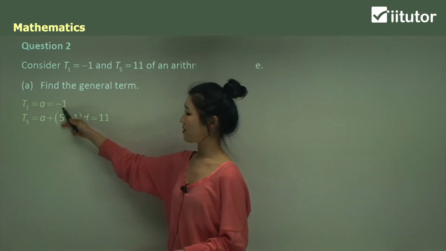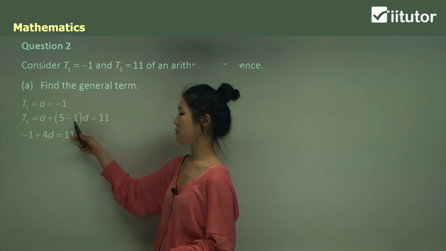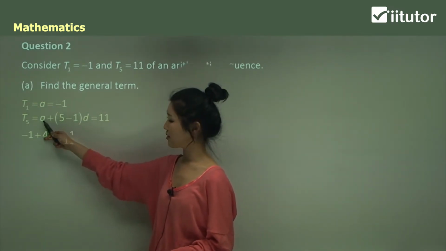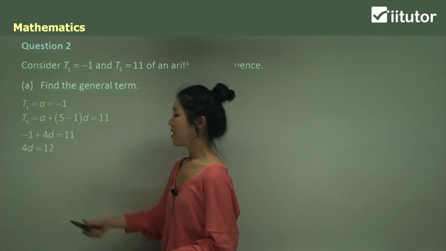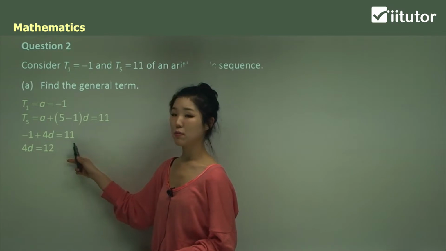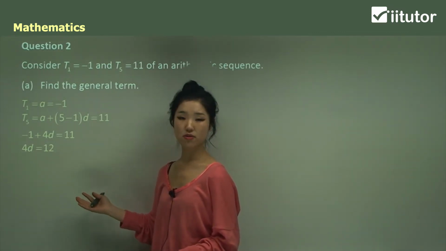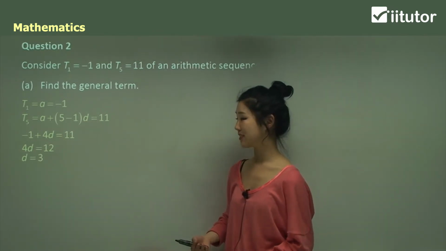And that's equal to 11, all right? But we know what a is, right? a is negative 1, so I can say negative 1 plus 5 minus 1 is 4, d equals 11. So I simply put a equals negative 1. Now solve it, guys. Move negative 1 over, it should be 11 plus 1, which makes 12. So now to get d, divide both sides by 4, we should get d is just 3. So now we've found the common difference, haven't we?